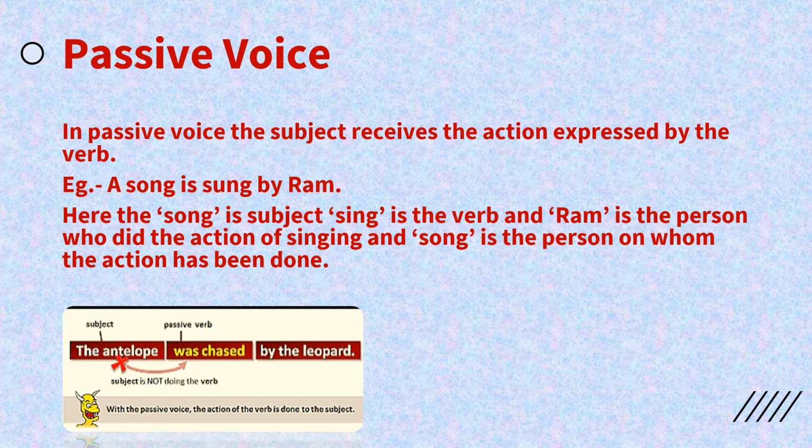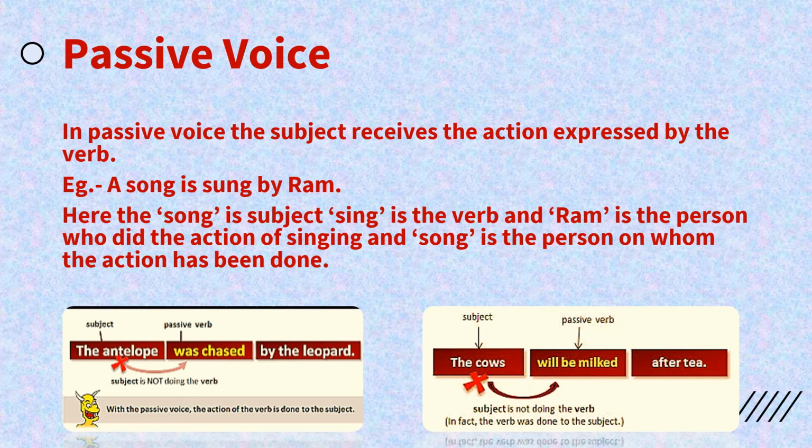We have other sentences in the passive voice. The antelope was chased by the leopard. So the action of the verb is done to the subject. The antelope is not chasing. It was chased. The action is being done on it.